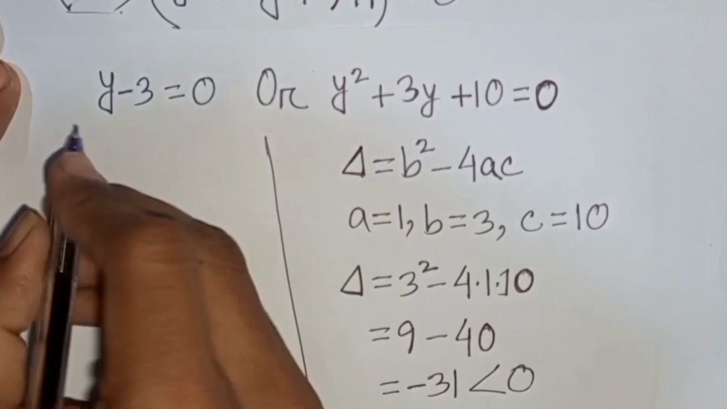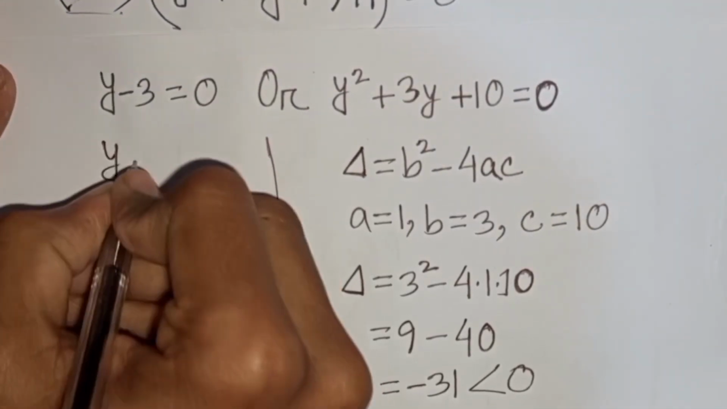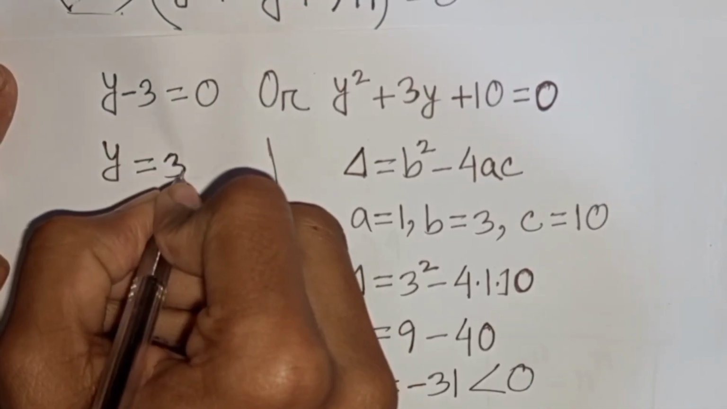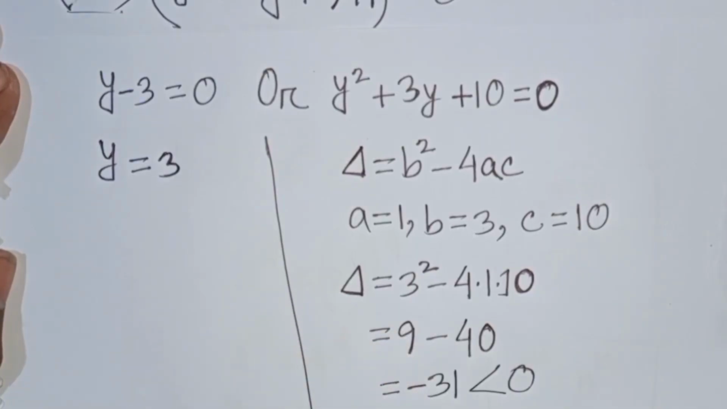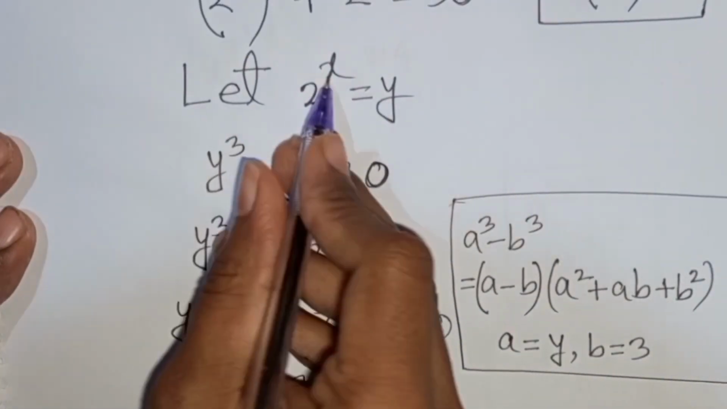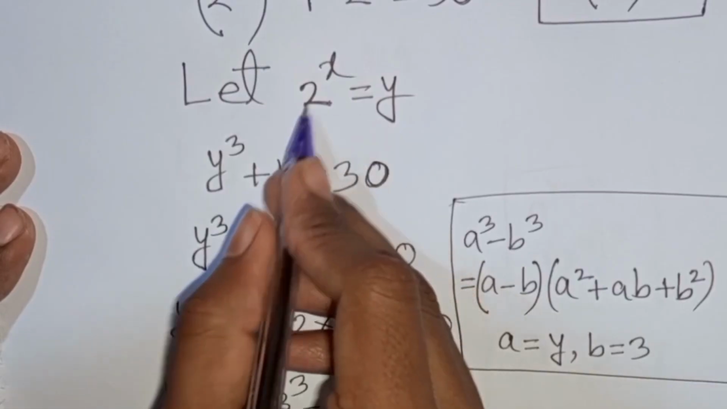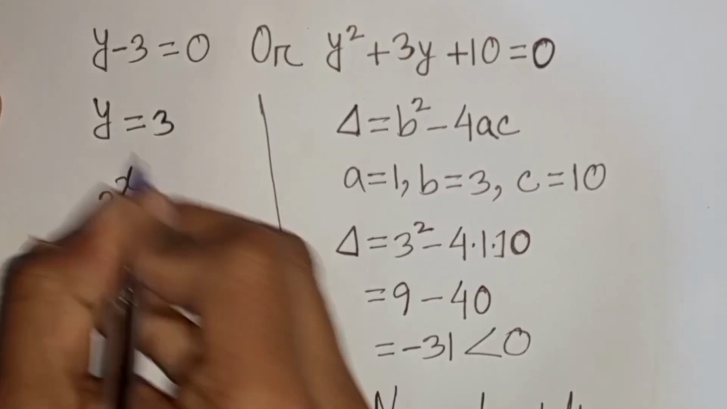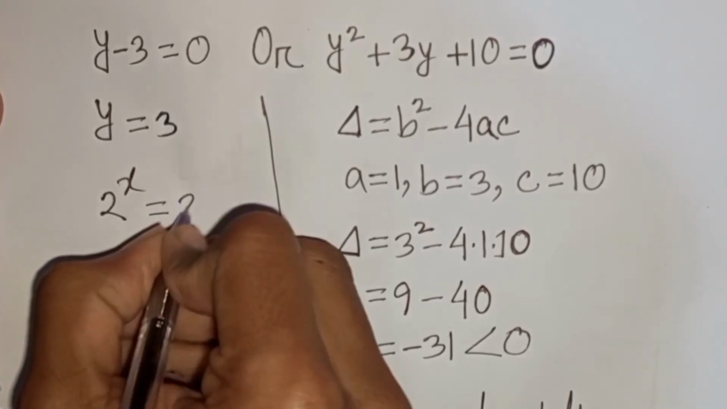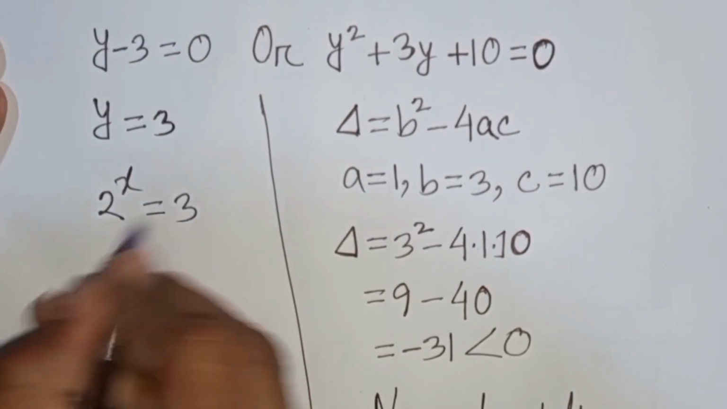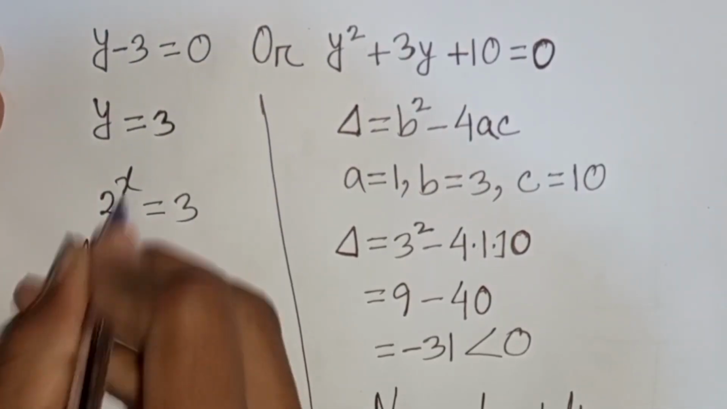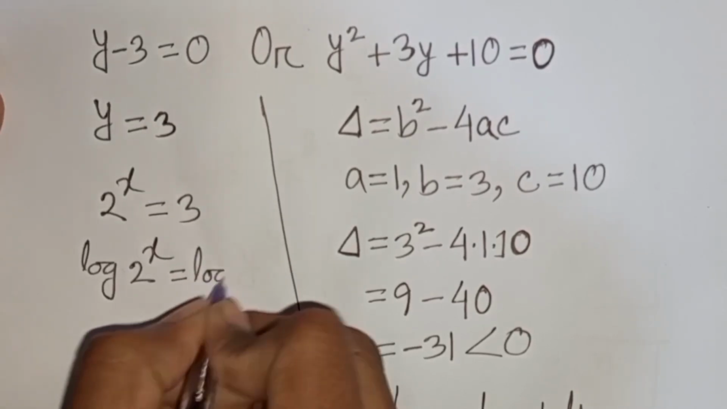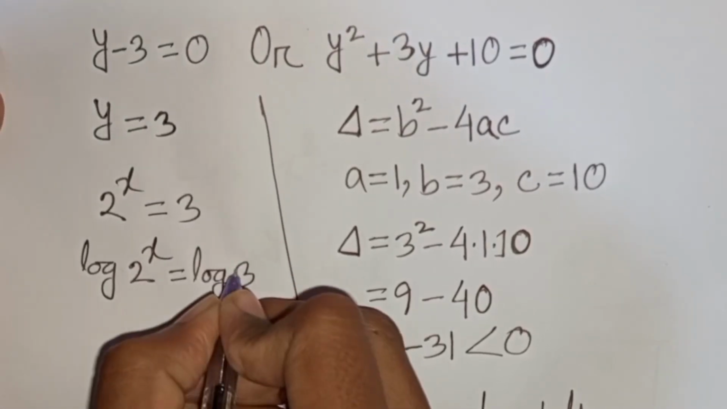Now from here y is equal to this minus 3 take to the right side, so this will be plus 3. Now we see y is equal to 3, but remember that we let 2 power x be substituted by y. So y, that means 2 power x. So 2 power x is equal to 3. Now we take log on both sides. You can write here log of 2 power x is equal to log of 3.